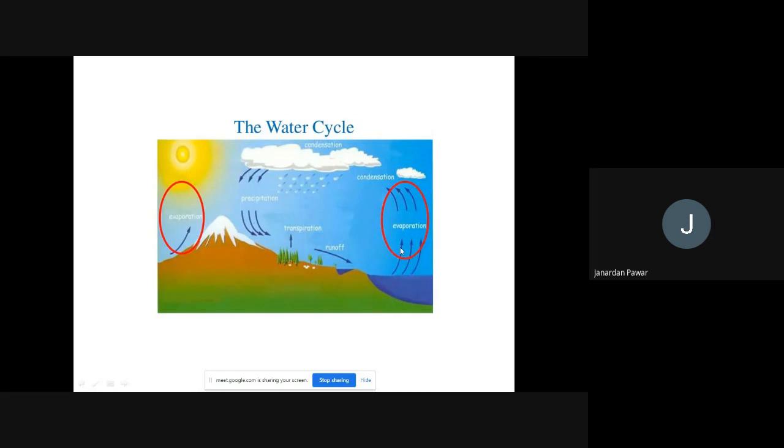Evaporation, we call it bashpibhavan in Marathi. Then condensation. Then precipitation is also there. Then transpiration is also there. Then from that, we can get these kinds of things. Then runoff is also there. Water goes to sea, and again the same process will start. So this way, we go through the water cycle. I think from this, we can understand.